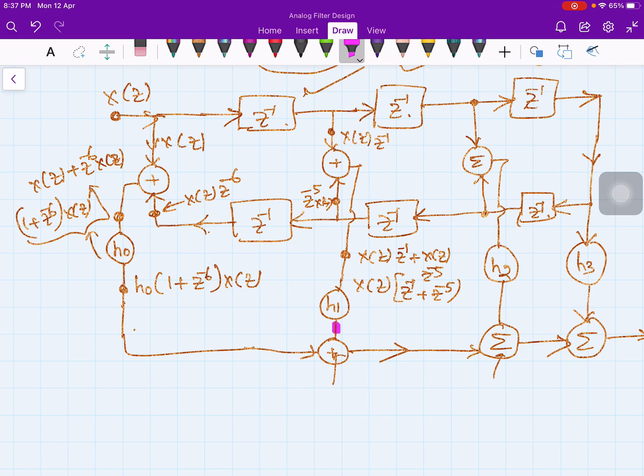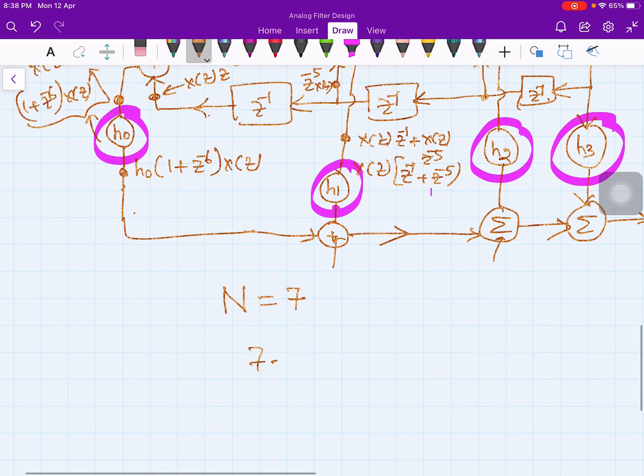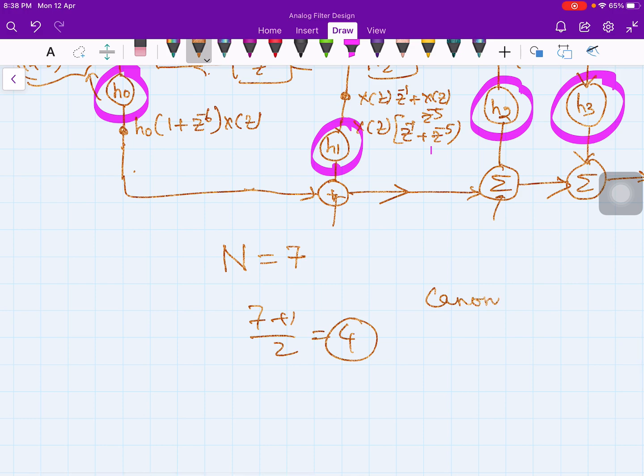So at this point, if you look at H1 z inverse plus H1 z to the minus 5, and in the summer only 2 signals at a time are allowed. You cannot put more than 2 signals. So how many multipliers do we need here? 1, 2, 3 and 4. So we need 4 multipliers. What is the capital N value? Number of terms? 7. Therefore 7 plus 1 by 2, that is 4 multipliers we need. So it is canonic in delays. The structure is canonic in delays.